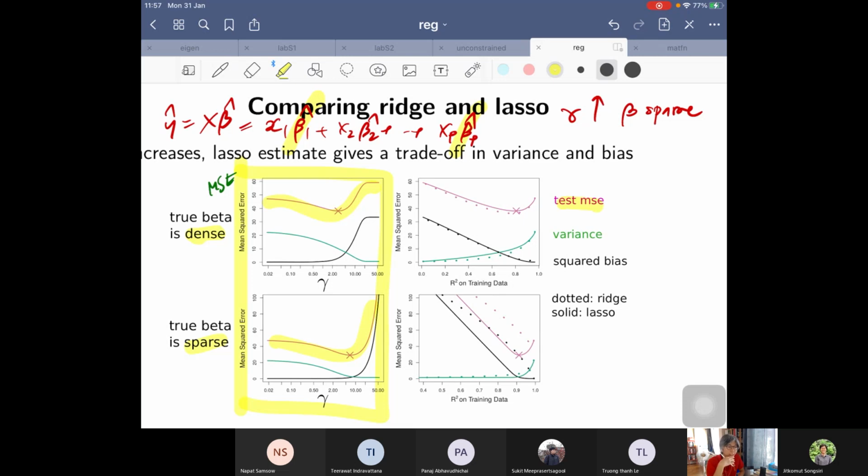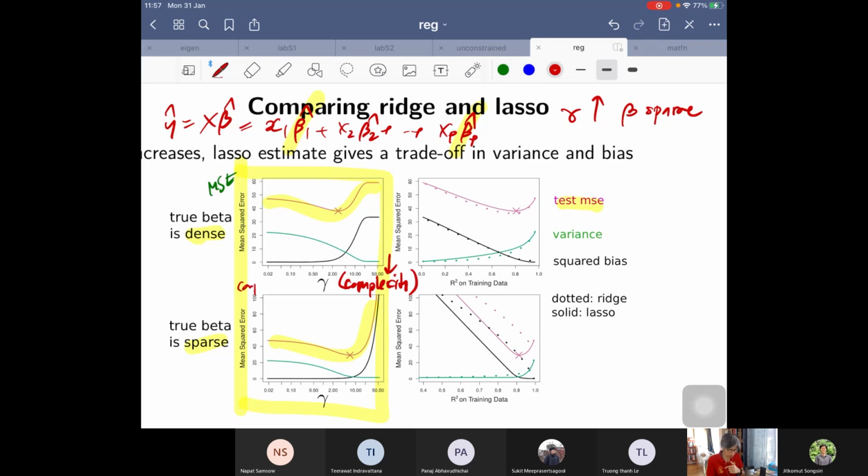Yes, your model complexity is less. Beta is sparse means that you actually use a fewer number of parameters. Now you have a more compact model, which means that varying gamma in this scenario is the same as varying model complexity, but the direction is the other way around. When gamma is big, the complexity is less.